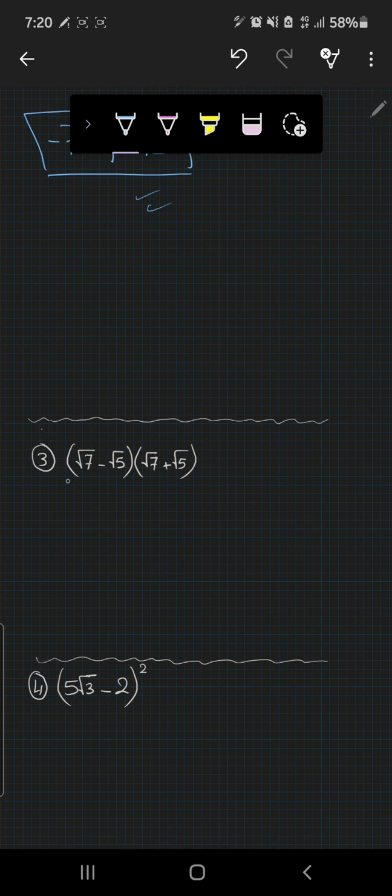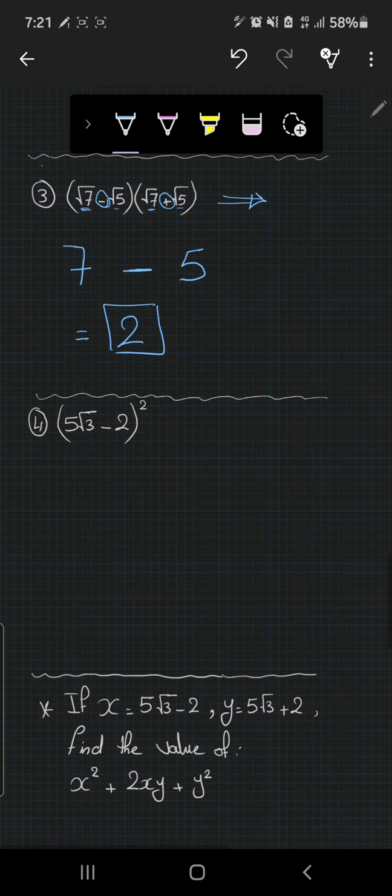Number 3. Root 7 minus root 5 times root 7 plus root 5. Here, the first equals the first, the second equals the second, and the sign opposite together. We get first multiply first minus second multiply second. So root 7 multiply root 7, the result will be 7, minus second multiply second, root 5 multiply root 5, it will be 5. 7 minus 5 equals 2. Also write the question on your calculator, the result will be 2. In the exam, check the result.